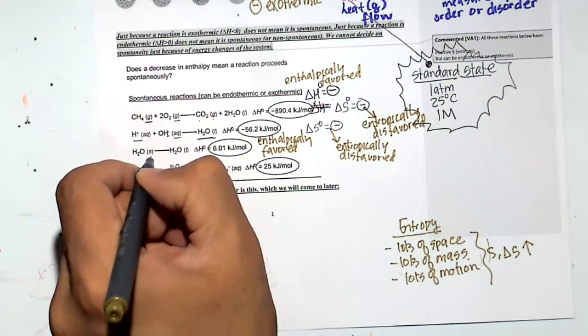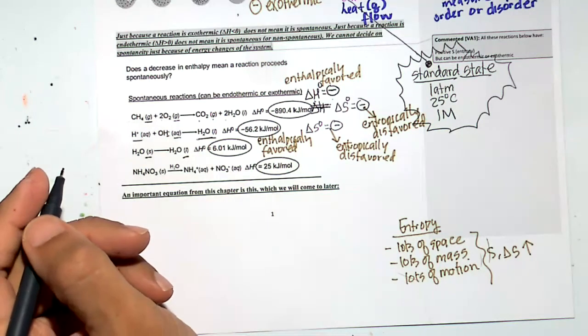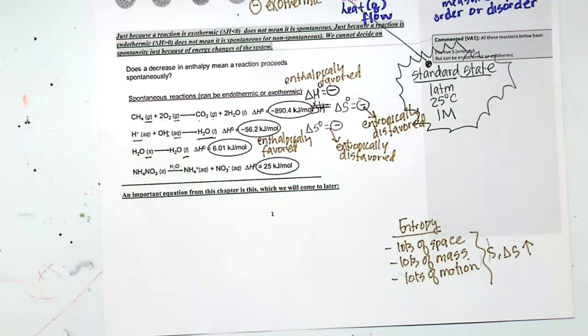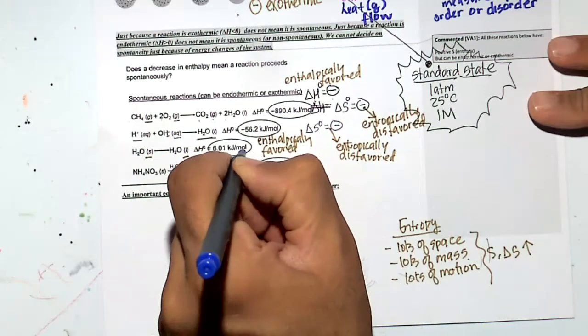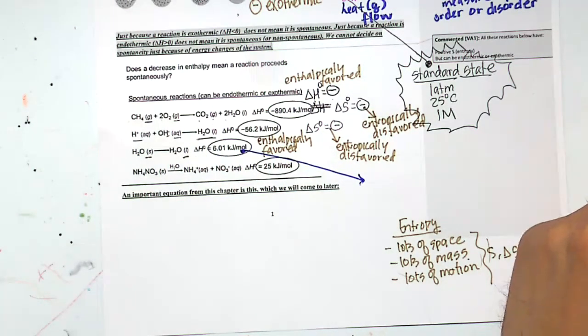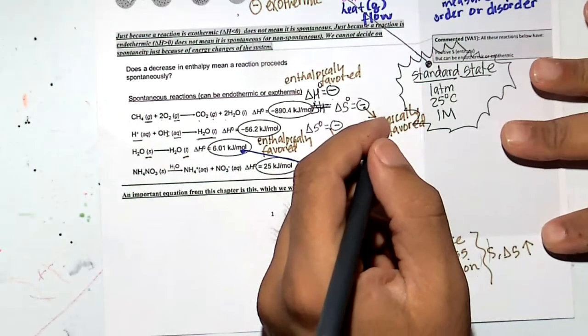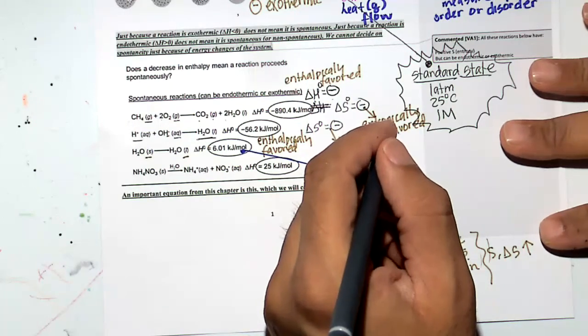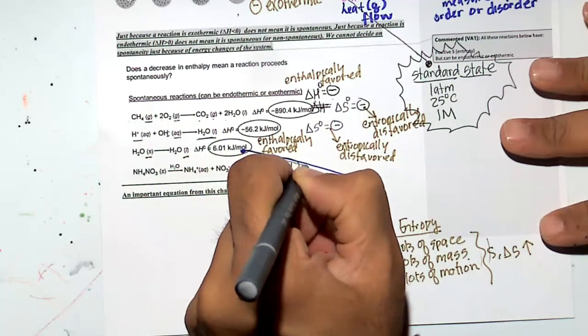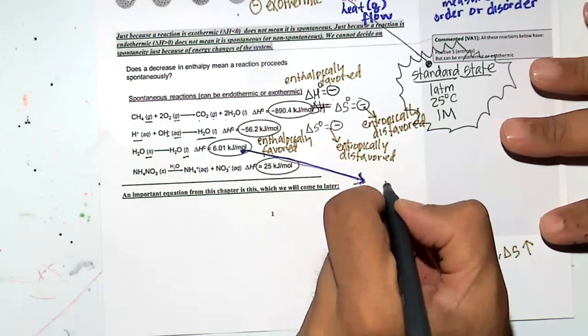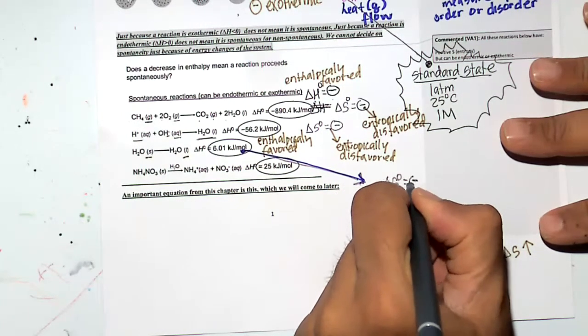How about this third reaction? Solid going to a liquid. What do we think about that? What would our delta S be? Positive or negative? Solid, which is very ordered, going to a liquid. More order or less order? Less order. So what did we say less order was? Negative. So here the delta S is negative.